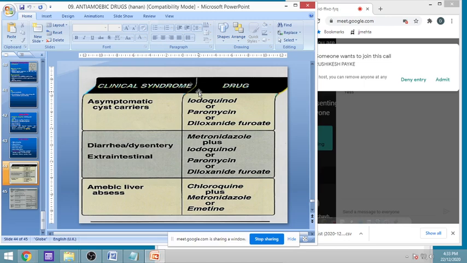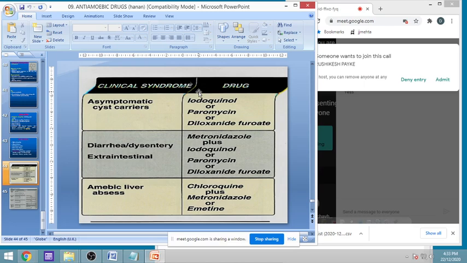So let us categorize these drugs. If the clinical syndrome is asymptomatic, that is they are just carriers. Suppose in one family there are 4 or 5 people, and 2 have been diagnosed with amoebiasis. So there is every chance that the others may be asymptomatic, or cyst carriers, because the cyst is present, and until and unless it is converted into trophozoites, it is not acting.